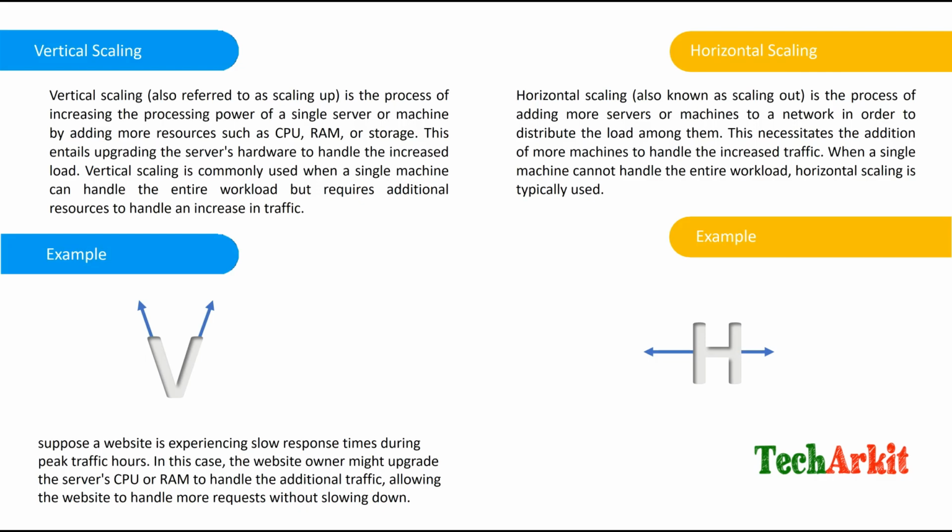Suppose a website is experiencing slow response times during peak traffic hours. Like you are expecting 100 users, but there are 200 users accessing the website. At that peak traffic time, the site response is slow. In this case, the website owner might upgrade the server CPU or RAM to handle the additional traffic, allowing the website to handle more requests without slowing down.